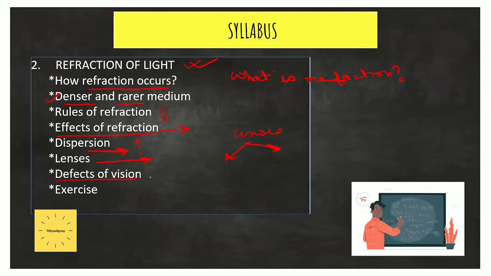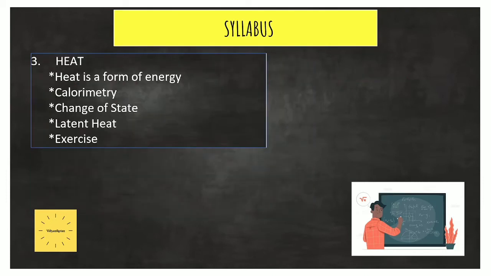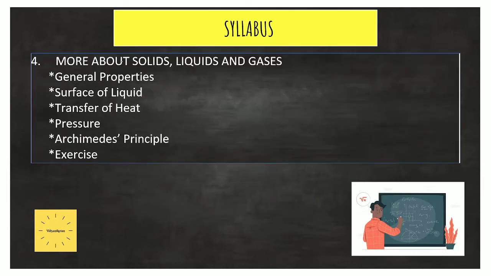In these defects of vision we will learn about the different defects that occur in vision and how they are corrected using lenses. And then we will move on to exercise. We will solve questions of this chapter, and then we will move on to the next chapter. The next chapter is heat.